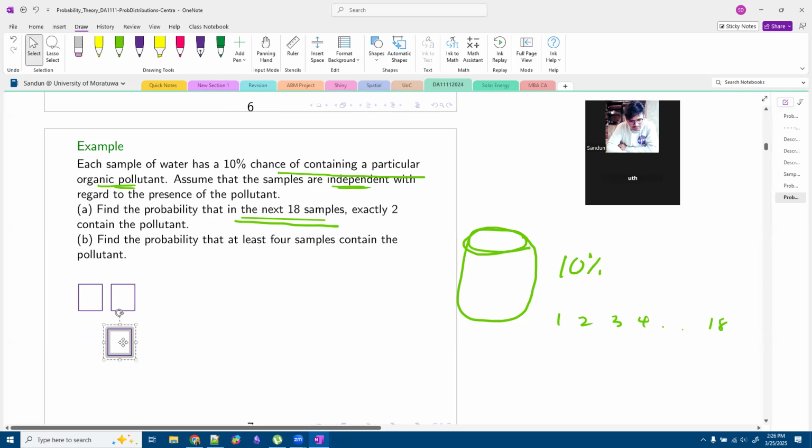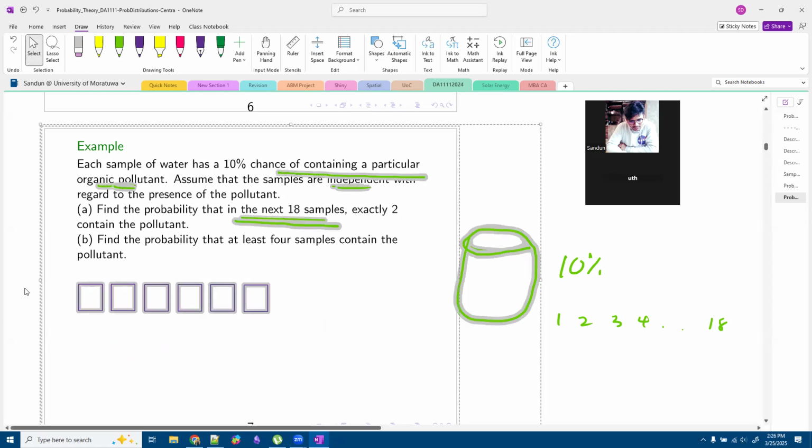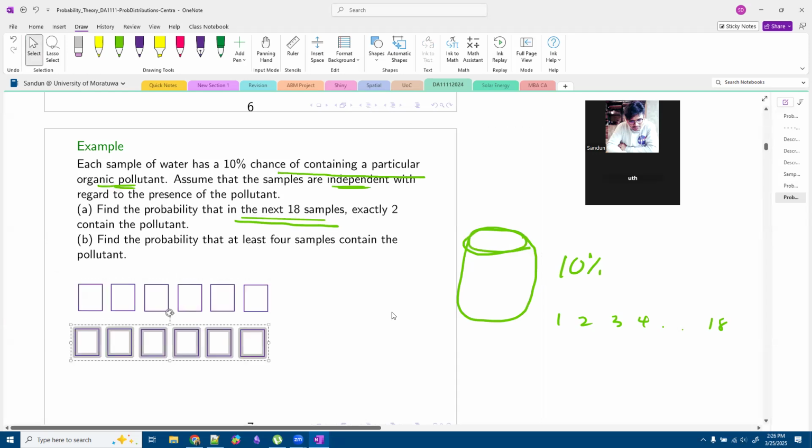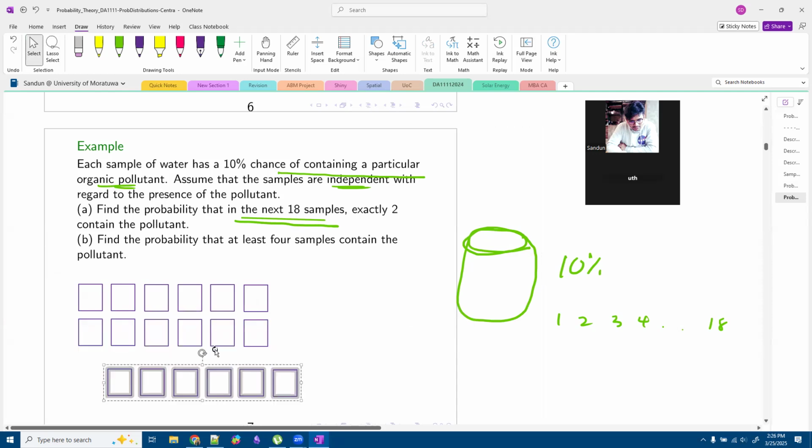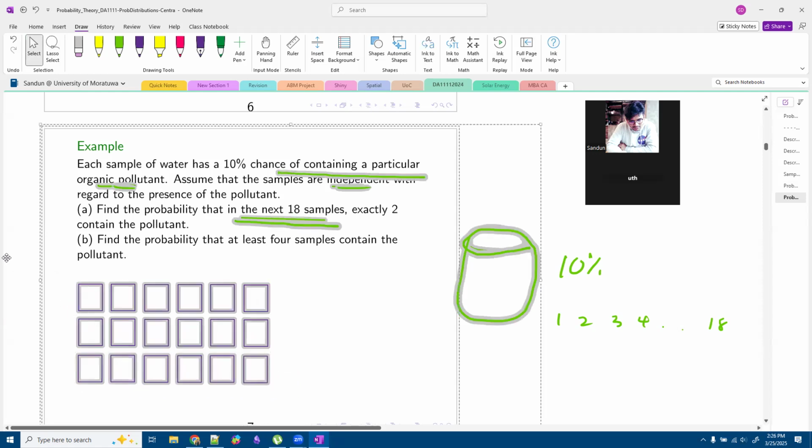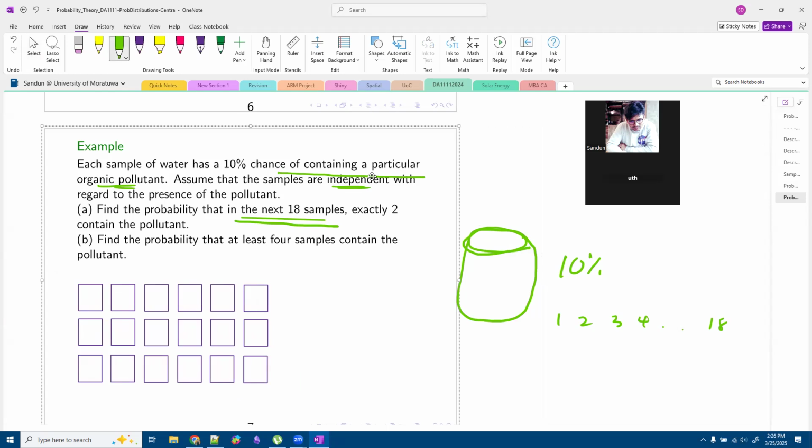So I have 18 samples, 6 in each row and 3 rows. Let me mark them as contaminated or not. I'm going to color them purple. If the sample was okay, that is, no contamination, I will color it purple.